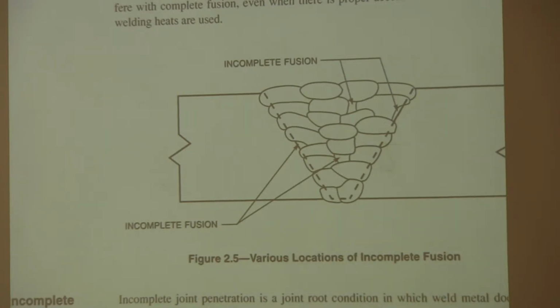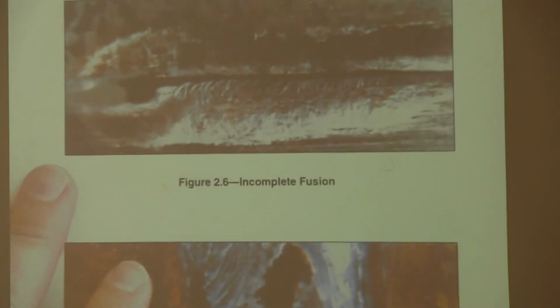This would be internal. Another way that you might see it is in something like that, where they didn't fuse to this whole side of the joint. That's incomplete fusion. Sometimes people will call that incomplete penetration. It's really not. It's incomplete fusion.